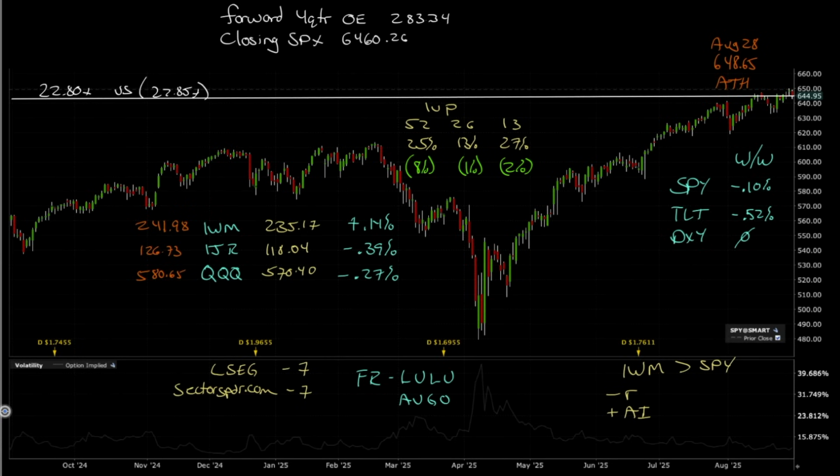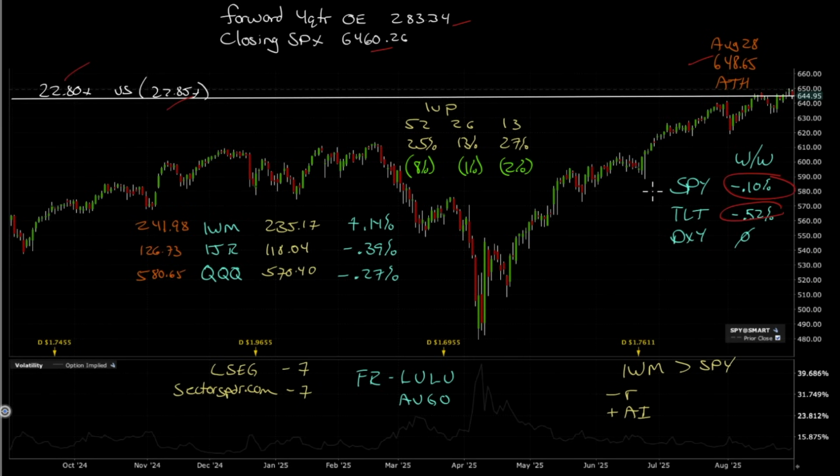Let's have a look at SPY. August 28th, 648.65. Closing basis, not intraday. Intraday is interesting to see, but it's the close that matters. That becomes part of the record, part of the tape. 648.65 all-time high with a pullback on Friday. Forward 4-quarter operating earnings 283, closing SPX sitting at 22.8 versus 22.85. SPY had a small pullback, 0.1.